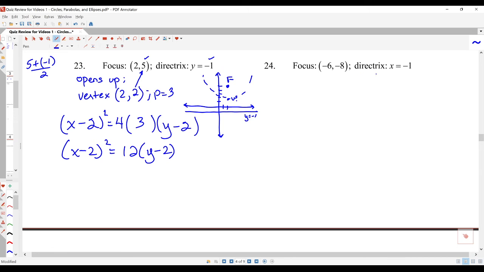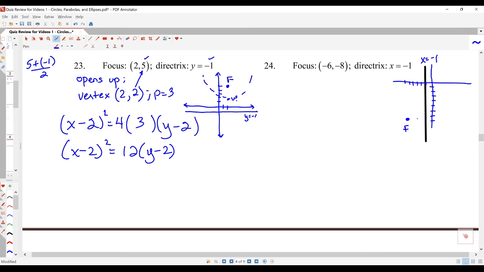All right, this one gets a little trickier because of fractions, but it's the same principle. So I'm going to go ahead and draw my x-axis a little higher. So -6, 2, 3, 4, 5, 6, 7, 8. So we're down here. That's my focus. My directrix is the line x equals -1, something like that.